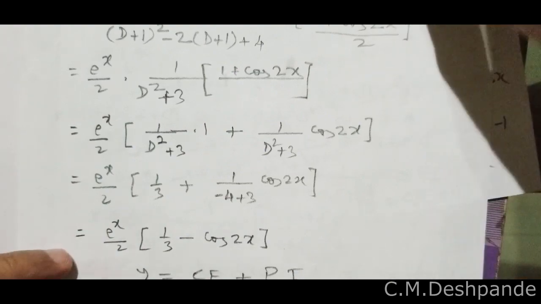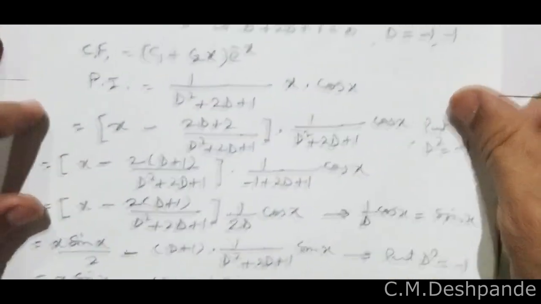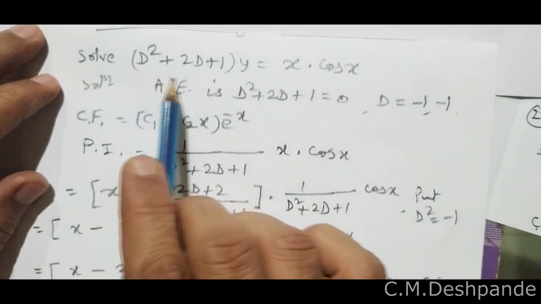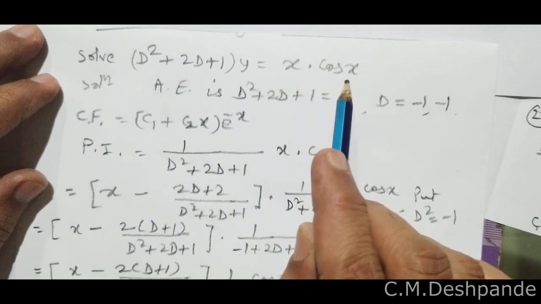Now, next example is (D square plus 2D plus 1) operating on y equal to x into cos of x.